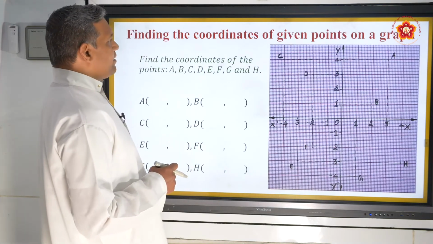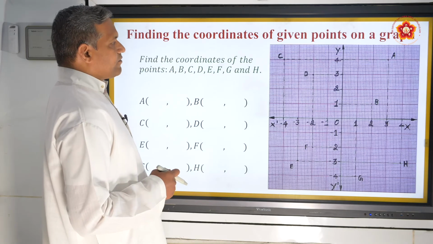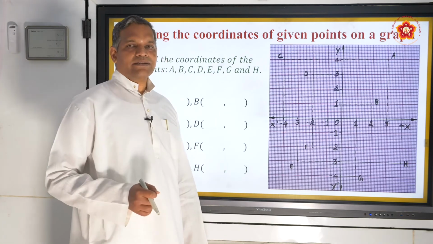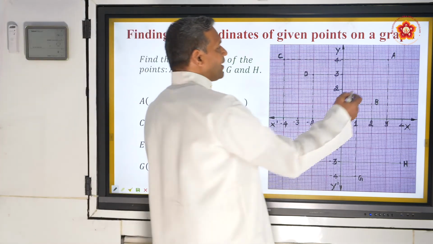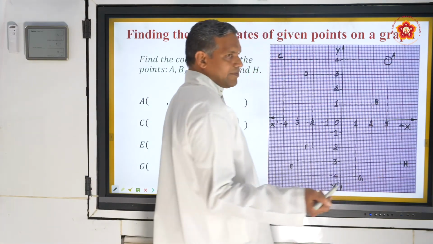So then finding the coordinates of a given points on a graph sheet. So this is once again a known game. It will not take much time and it's a funny game. So go and find the coordinates of A. Finish in 1 minute, you can finish off.